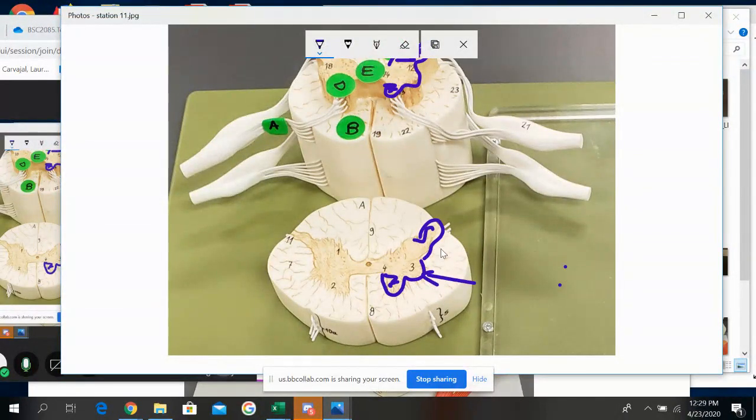So we have three: the dorsal horn, the anterior or ventral horn, and our lateral horn. We have our ventral or anterior root, and we have our dorsal or posterior root. Okay. Now we've done that.